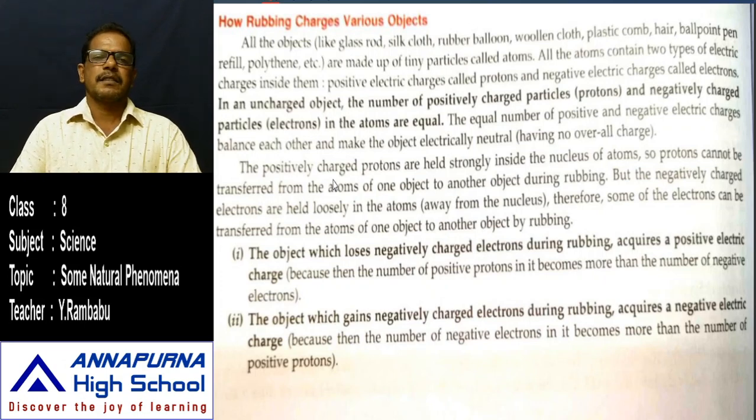We have different objects that are made of metals or non-metals, conductors or insulators. The different objects are glass rod, silk cloth, rubber balloon, woolen cloth, plastic comb, air, ballpoint pen refill, polythene sheet, woolen cloth, like that. All these are different objects, that means substances. What are all these substances made of? All these substances are made of tiny particles called atoms. Tiny particles means very small particles.